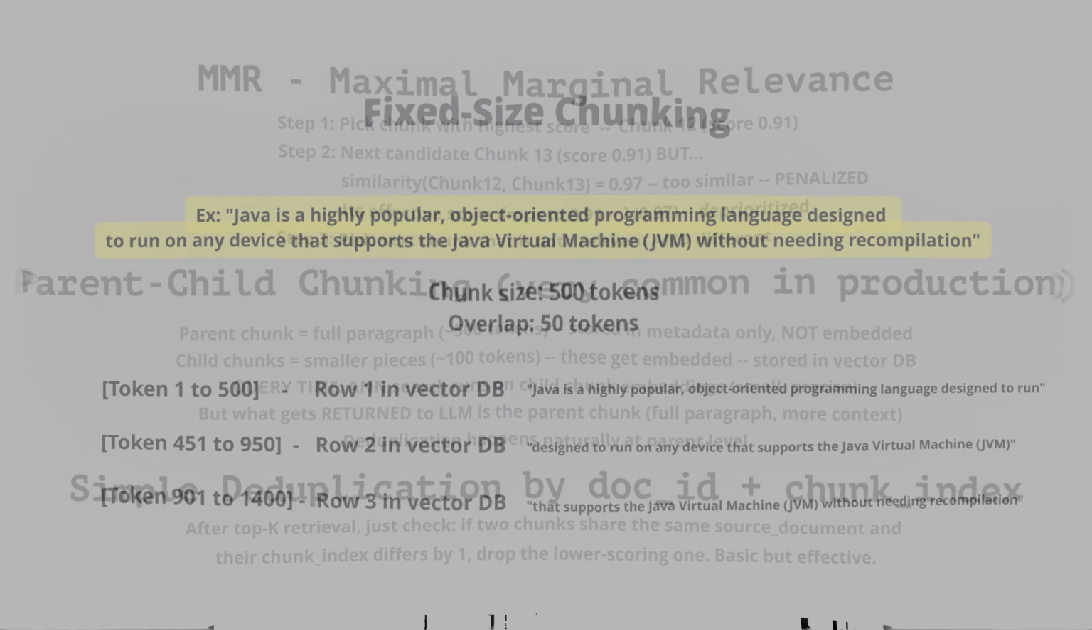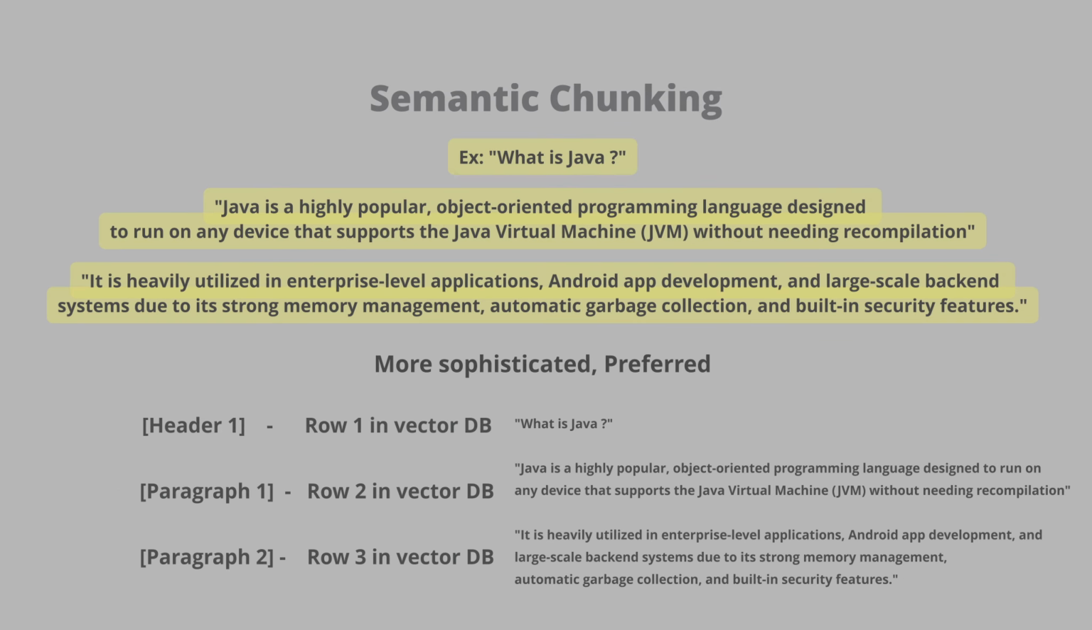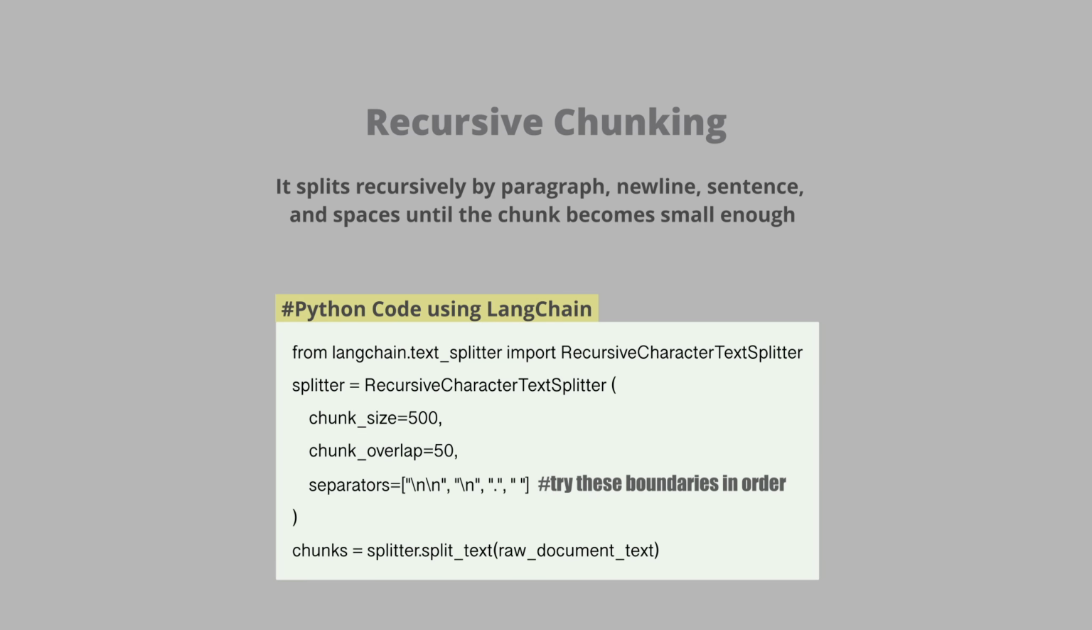There are multiple chunking strategies. Fixed size chunking: as we have already seen this approach, I am not explaining it fully. In semantic chunking, companies split at natural boundaries like paragraph breaks, section headers, sentence endings, so that no context is missing. Recursive chunking is actually very clever. It tries splitting by paragraph, new line, sentence, spaces until the chunk becomes very small.